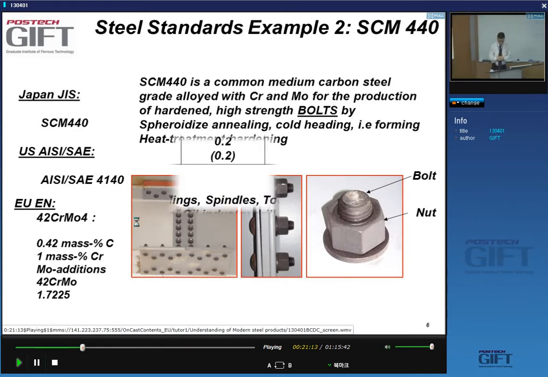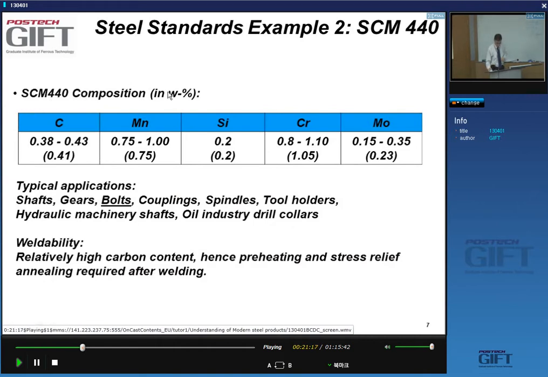All right. Well, let's have a look a little bit at this steel. Typical compositions here. Usually the specifications don't give you a single carbon content. So if you order this steel, an SCM 440, you have between 0.38 and 0.43 of carbon. So you have a certain range. A product will, for instance, have 0.41. The same for manganese. The range that's acceptable is 0.75 to 1. And silicon and chrome and moly, the same thing. The specification gives a range of composition for all the elements.